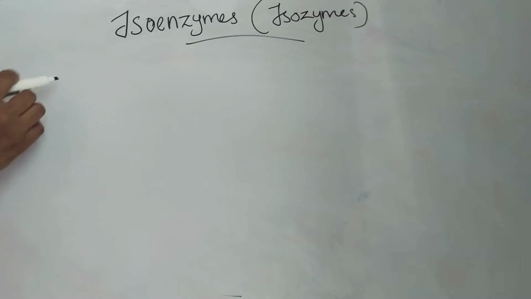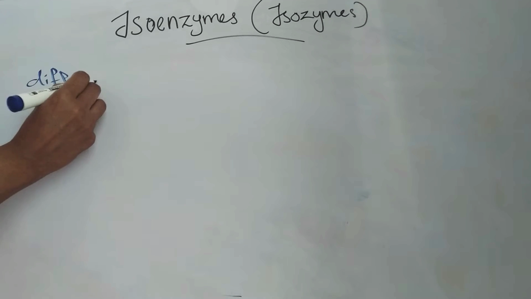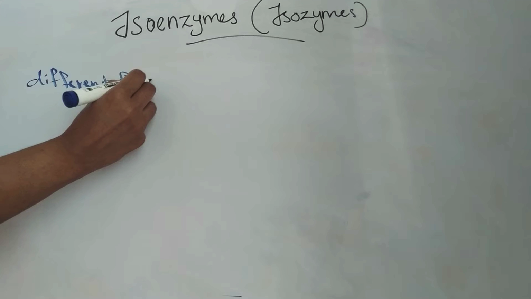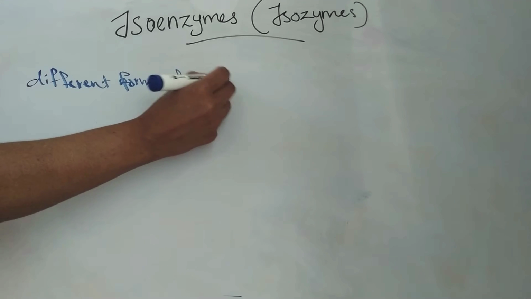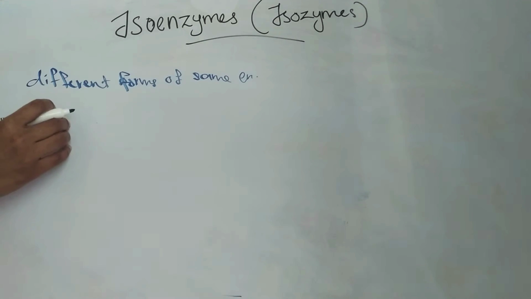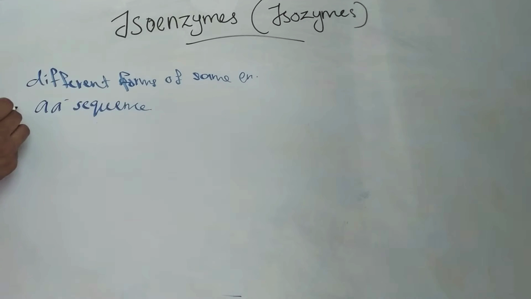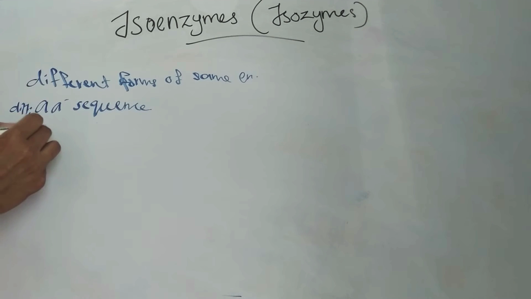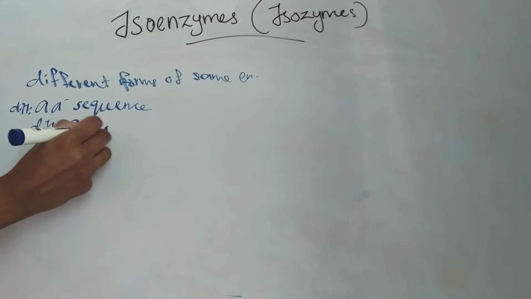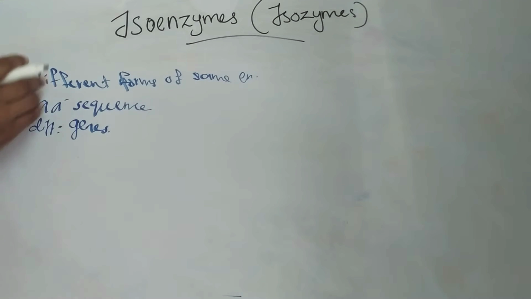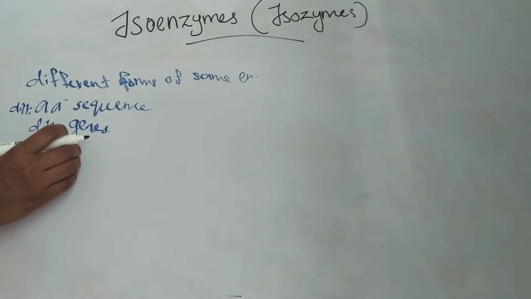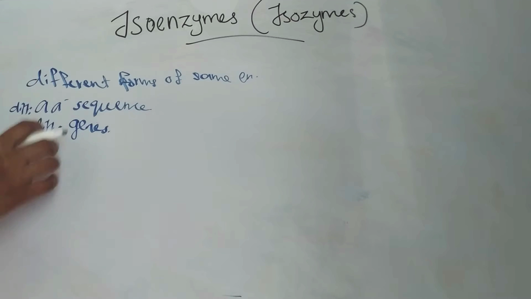Isoenzymes are different forms of the same enzyme. They have different amino acid sequences or different genes, but they catalyze the same reaction.